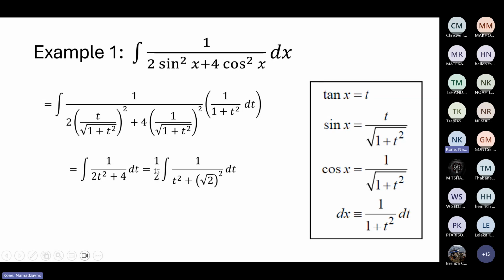Now, if we take this half and multiply it inside here, we should get back this thing that we have here. If you take the square root of 2 squared, you get a 2 here. You take this 2 and multiply it with this t squared, you get back your 2t squared. You take this 2 and multiply it with this 2 that will come out of this bracket after you square, you will get back this 4. So this and this are exactly the same.